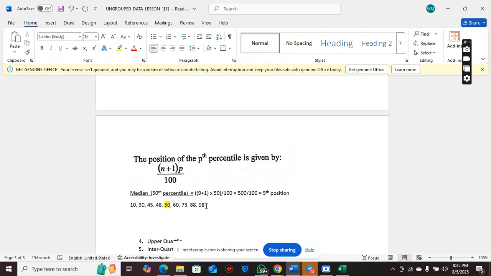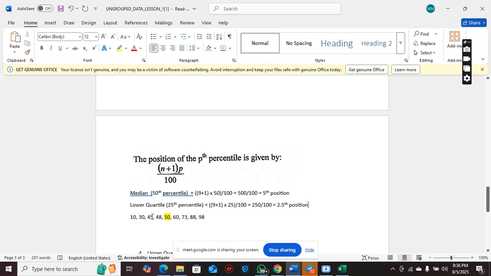Now, after we've got our median, we want to get our lower quartile. The lower quartile is the 25th percentile. So we use this formula for percentiles here. It's 9 plus 1 multiplied by 25, all of this over 100. 9 plus 1, that is 10. 10 times 25, that is 250. 250 divided by 100, 2.5. So our lower quartile is on the 2.5 position.